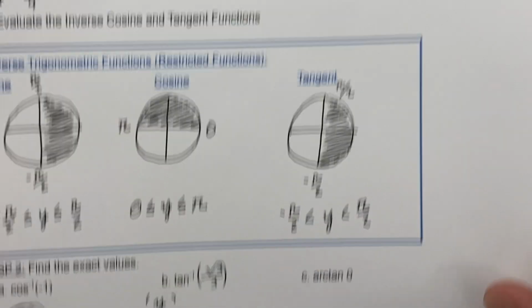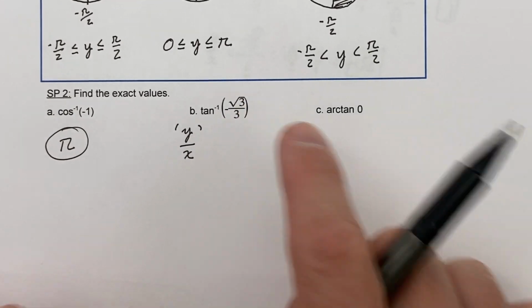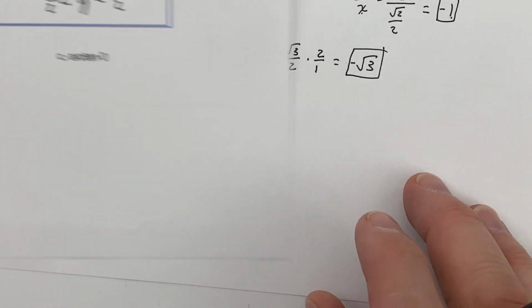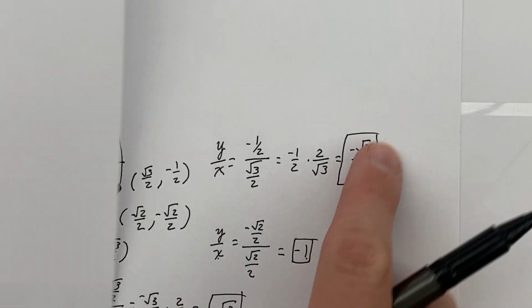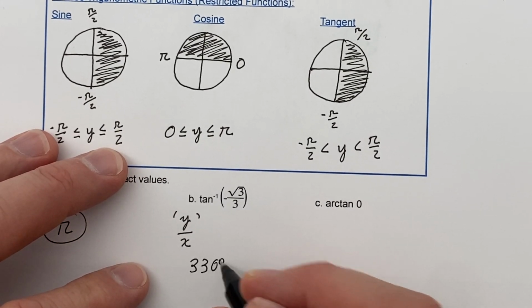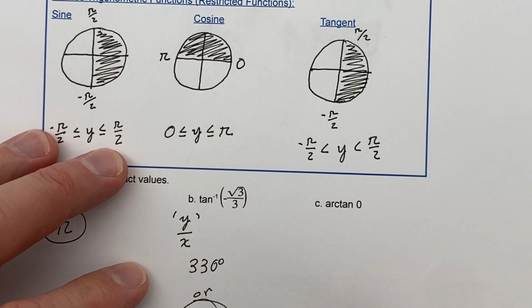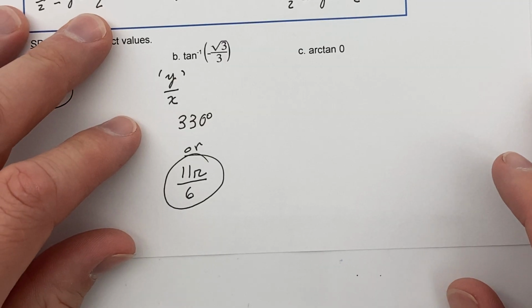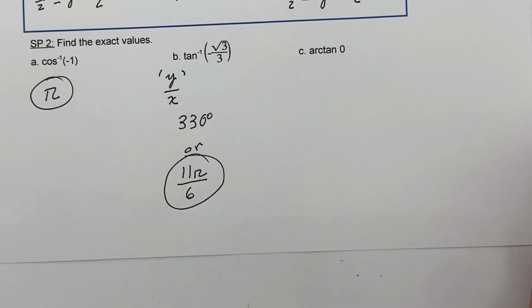If we go back to this one now that we've done all the legwork, we got negative square root of 3 over 3. Which one of those 3 measures was negative square root of 3 over 3? Yep, 330 degrees or 11 pi over 6. Typically they want the radian measure, if you haven't caught on to that. If they specify the degree measure, then you can give 330. All right.